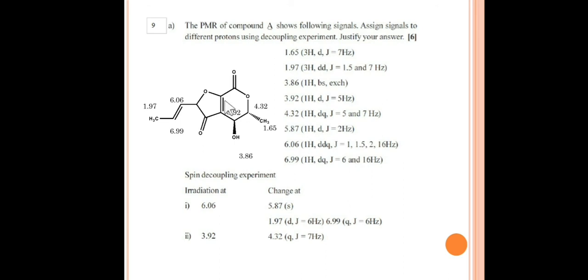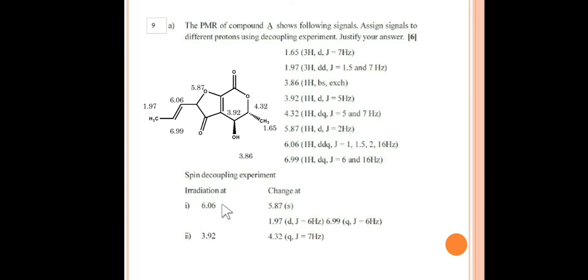Now only one signal remains, that is 5.87. 5.87 is here, which is showing a doublet for this proton. Let's assign this signal also. I assign 5.87 to this proton. Now let's go for the irradiation experiment, or spin decoupling experiment.